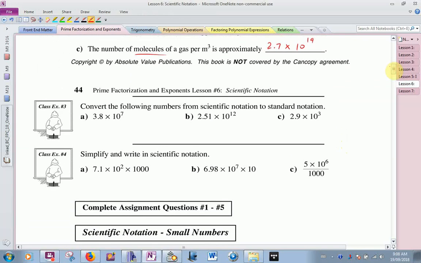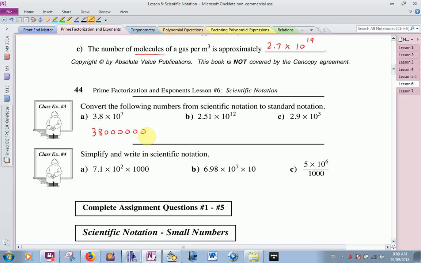Okay, so here's what you're going to do. Convert from scientific to standard. Okay? So move that decimal how many spots to the right? 7 times. 1, 2, 3, 4, 5, 6, 7. That's 3.8 times 7 tens. Okay? Pretty straightforward. Do we like this?